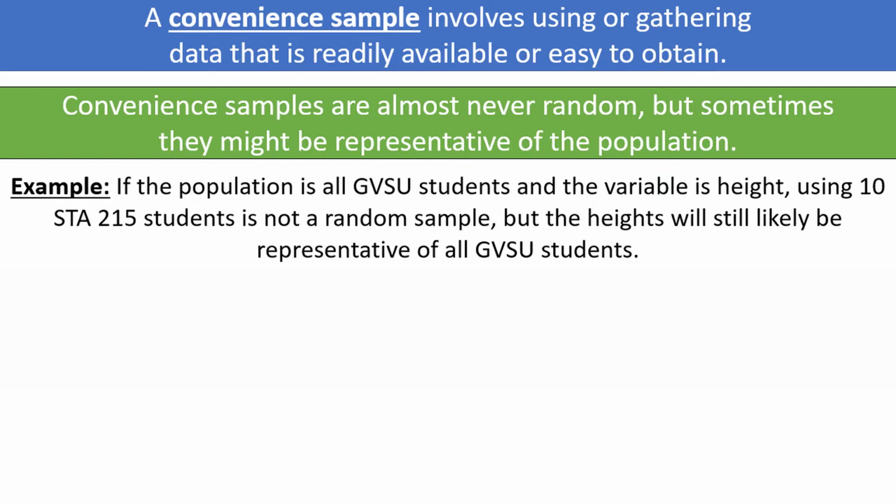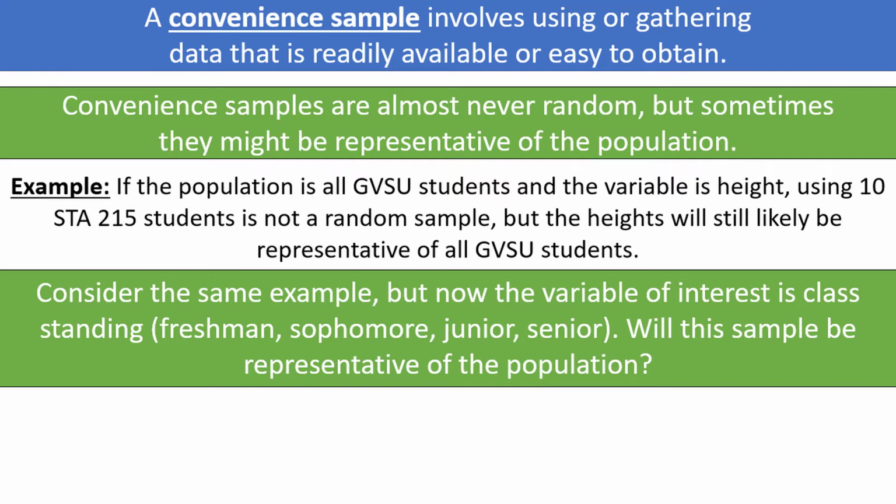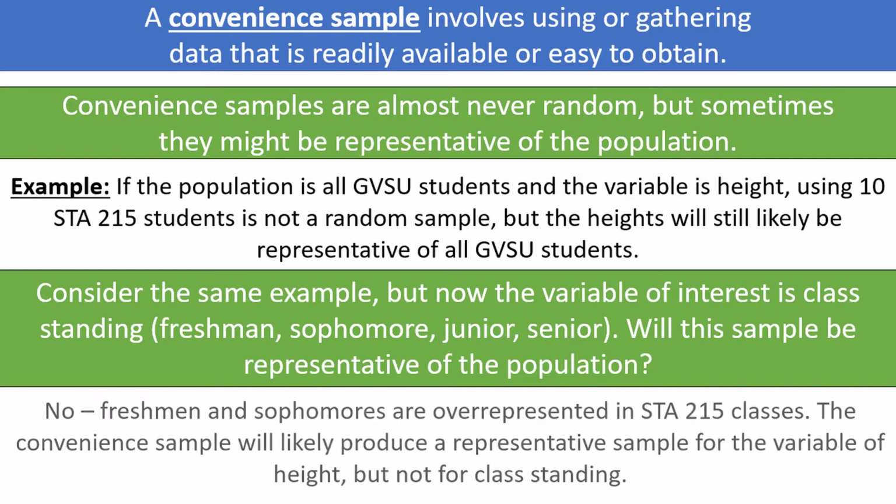Okay, well, consider the same example, but now the variable of interest is class standing. Will this sample be representative of the population? Well, no. Freshmen and sophomores are overrepresented in Stat 215 classes, as it is an introductory statistics class. The convenient sample will likely produce a representative sample for the variable of height, but not for class standing. So altogether, convenient samples sometimes provide a representative sample, but it depends on the data that is being collected.